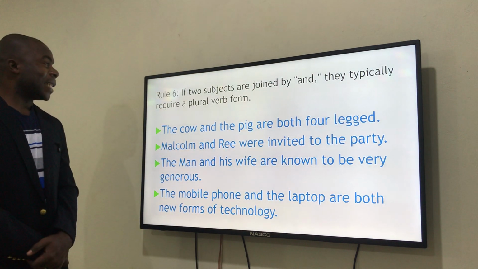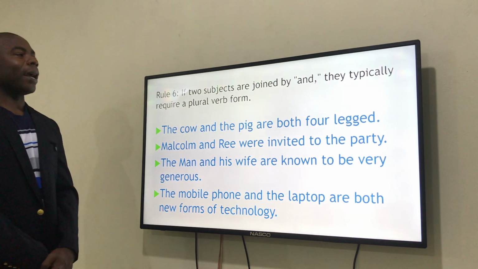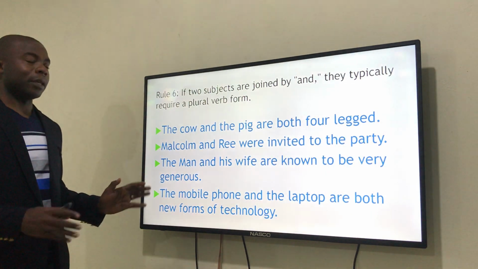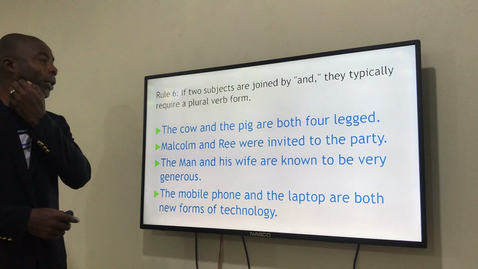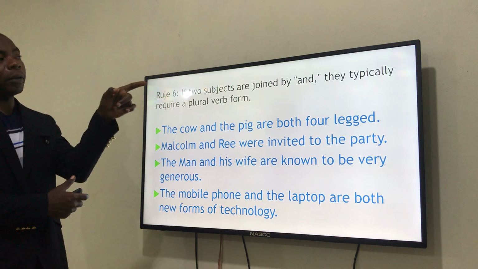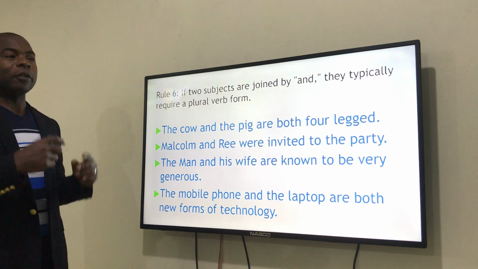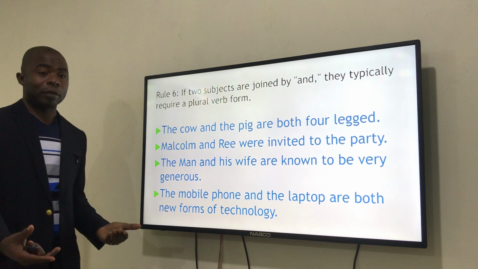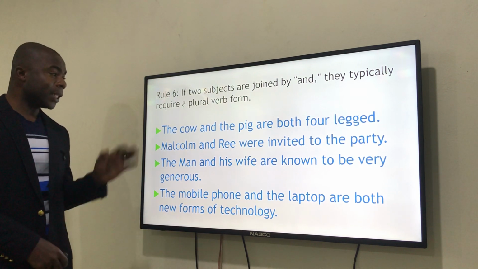And then we take rule number 6. If two subjects are joined by and, they typically require a plural verb. That's a common rule all of us know. If two subjects are joined by and, they typically require a plural verb. Take note of the word typically. So what it means is that usually if you see two subjects joined by and, the verb is plural. But that is not the case at all times. We'll look at that. So let's see some examples.